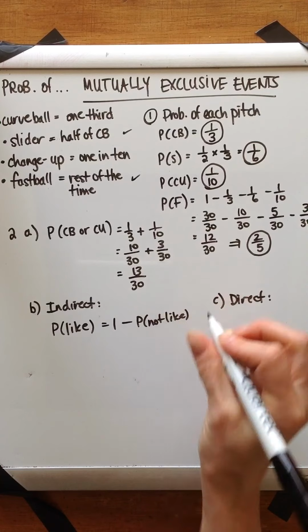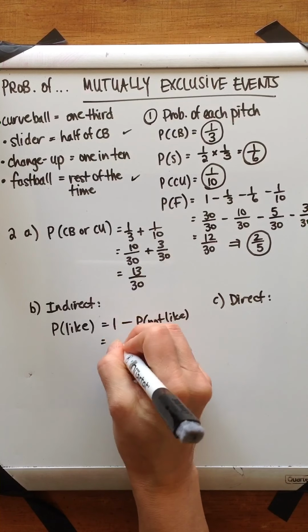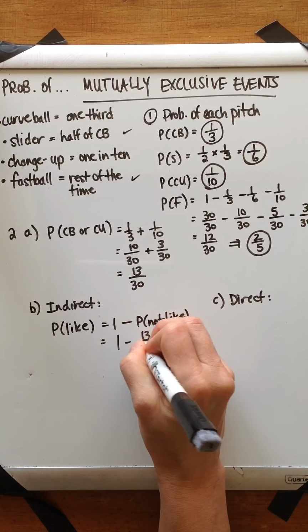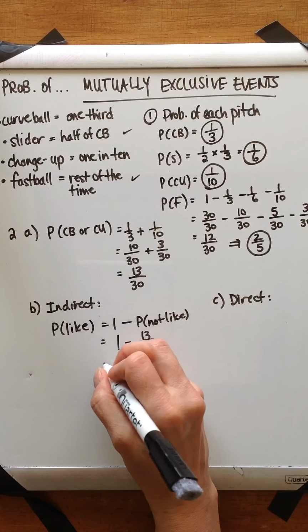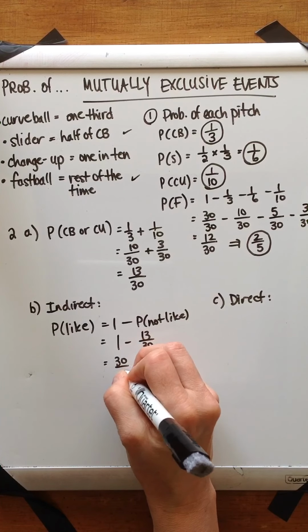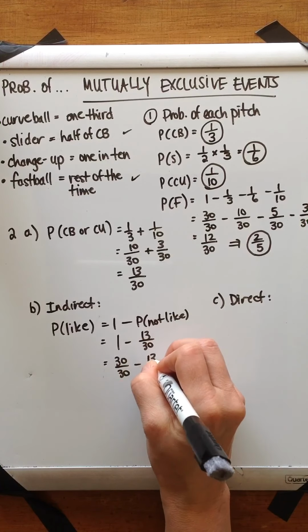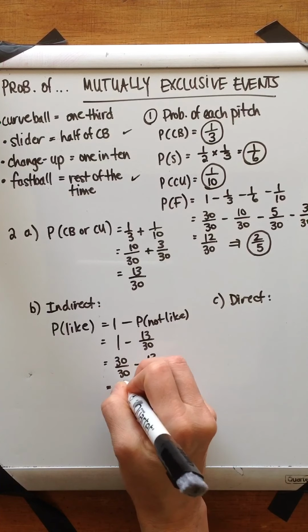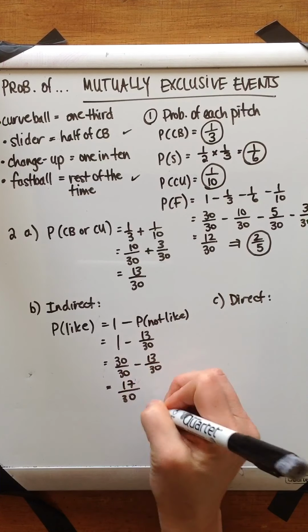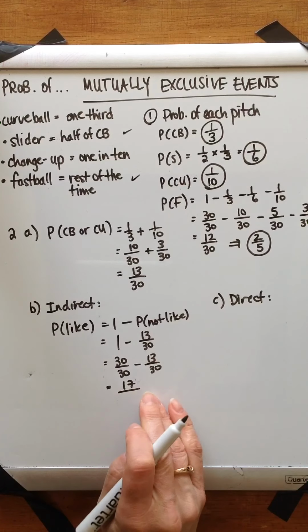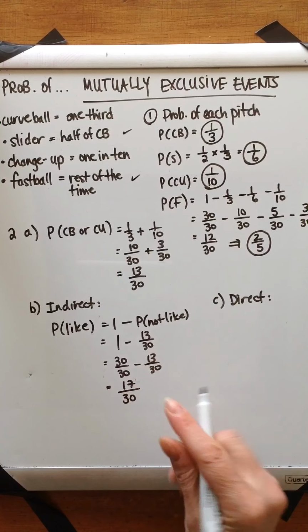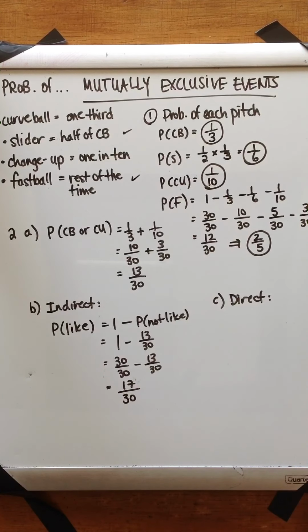So we just figured those up here above. So we have 1 minus 13 out of 30, which is the same as 30 over 30 minus 13 over 30, or 17 out of 30. So there's a probability I'm going to get a pitch I like more than half the time, because half the time would be 15 out of 30.